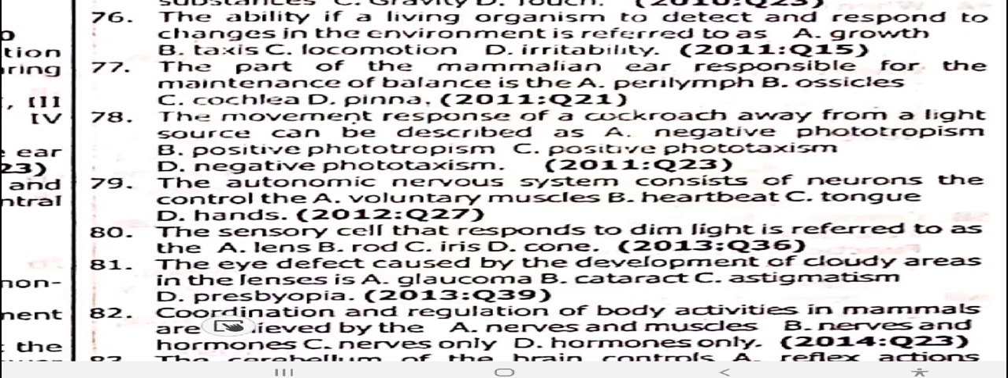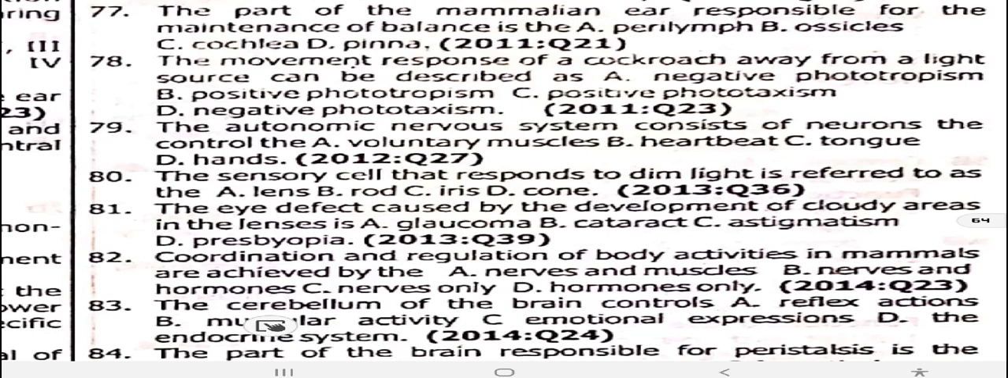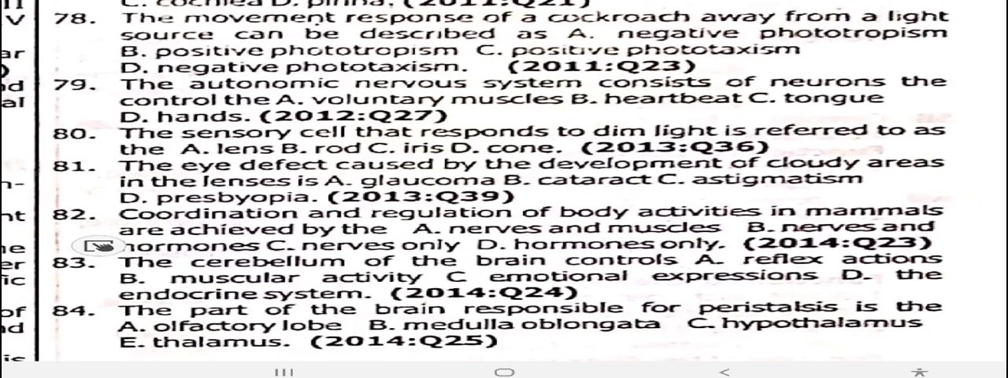82. Coordination and regulation of the body activity in mammals is achieved by the neurons and hormones, or the nervous system and endocrine system. 82 is option B. 83. The cerebellum of the brain controls coordination.